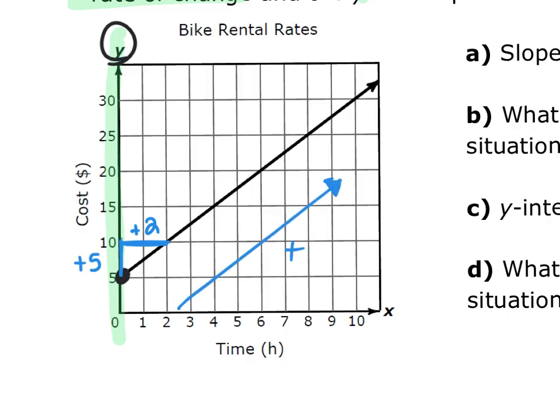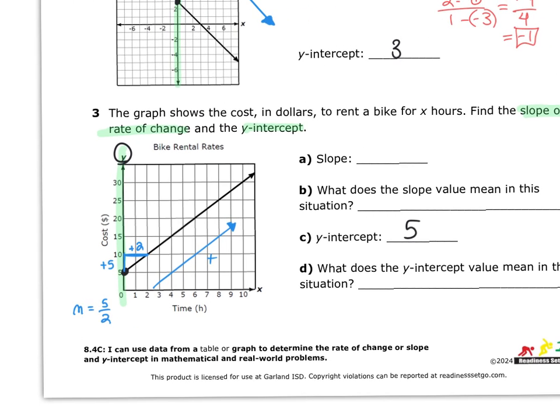So our slope is positive. I have not used a formula at all, and I already know what my slope is. My slope is going to be 5 over 2. But I don't want you to just take my word for it, so we are going to use our slope equation as well to show that.